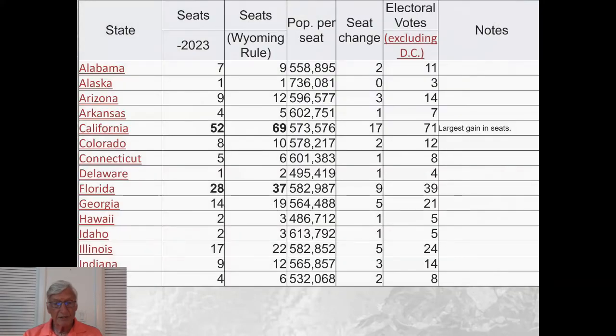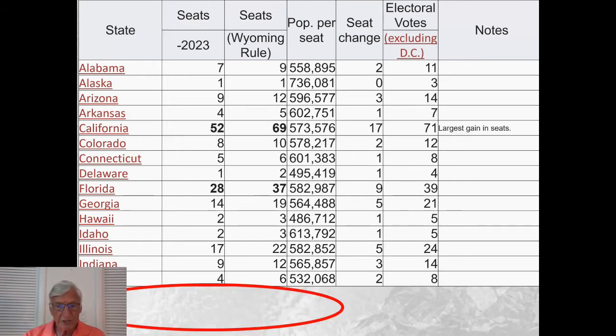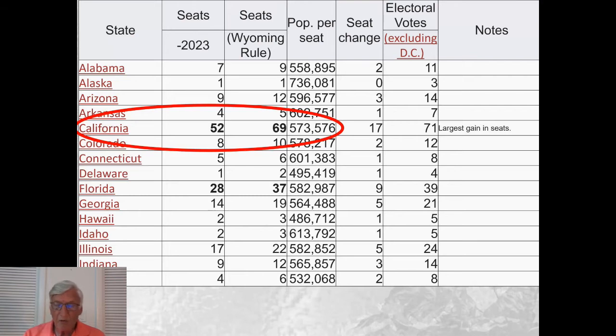Now here's the chart that shows how that would play out. We're not going to get into the detail of this, but I will call your attention to two. California would go from what will be 52 seats in the next Congress to 69. Our own Florida would go from 28 to 37.